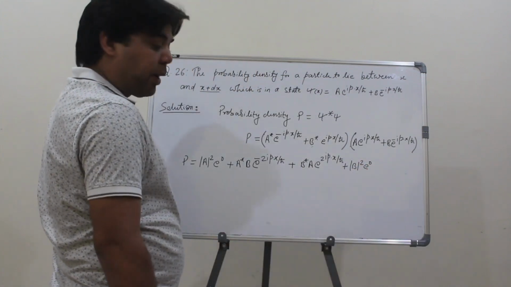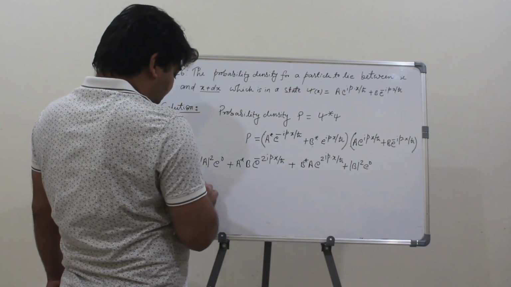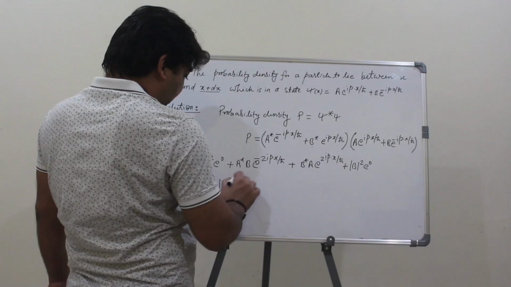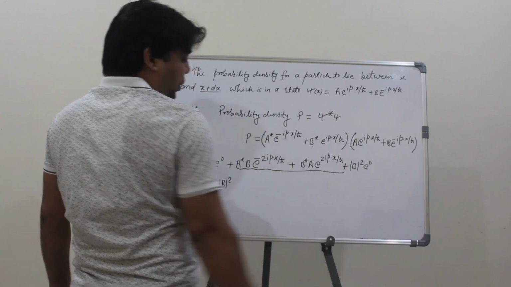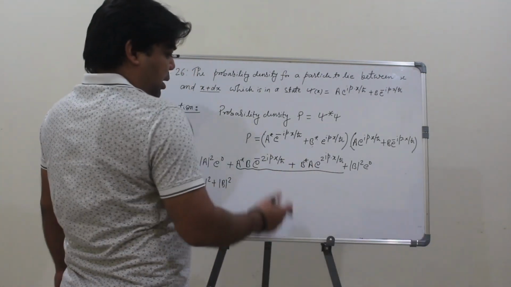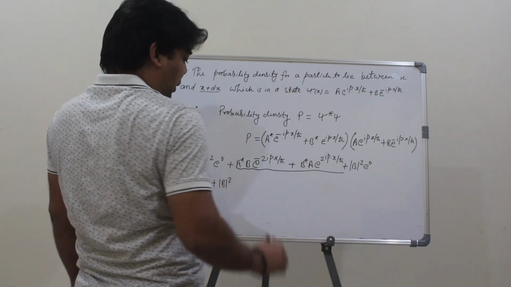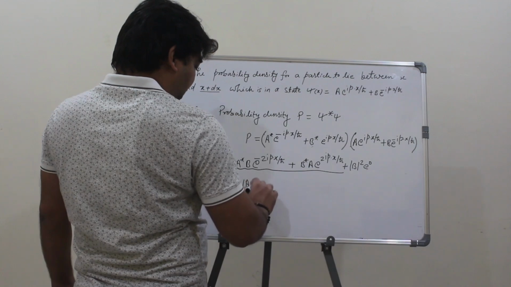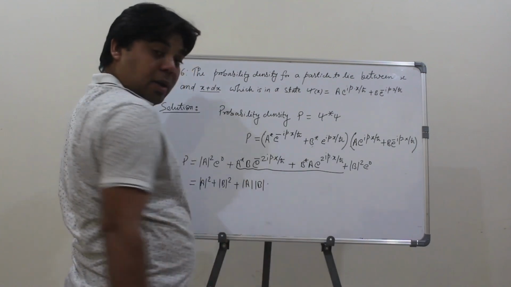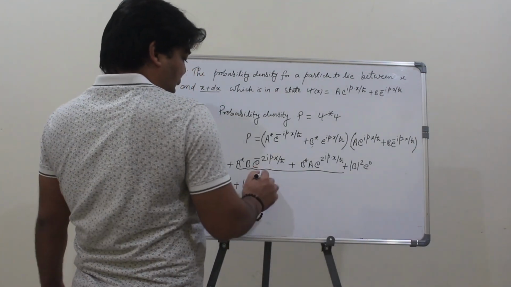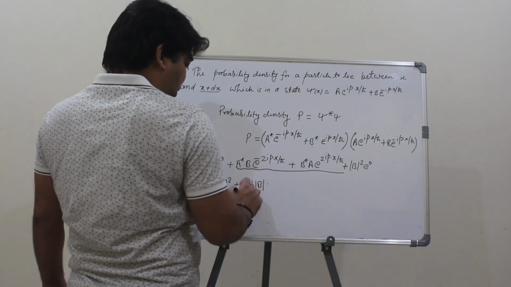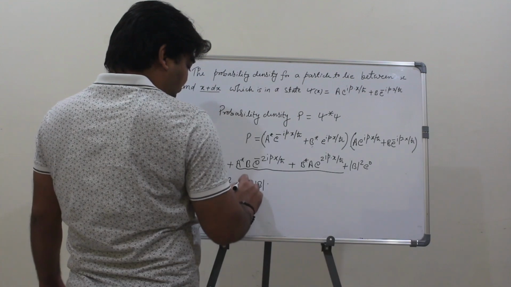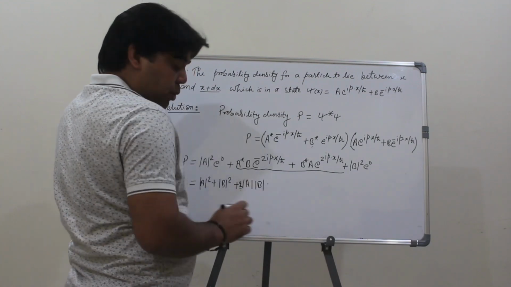So this is a straightforward calculation. It gives you mod A square plus mod B square plus this term. Now what is this term? A star B plus B star A gives you mod of AB, right? And just multiply by 2 and divide by 2, right?